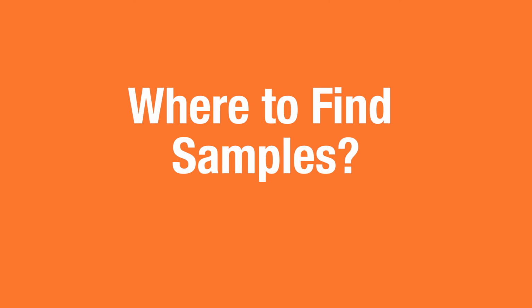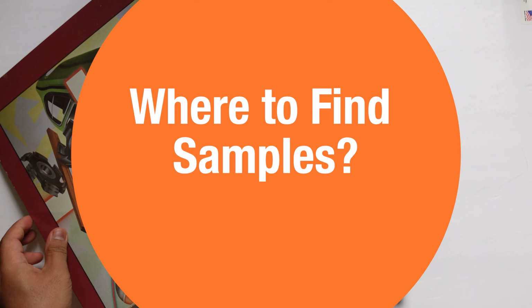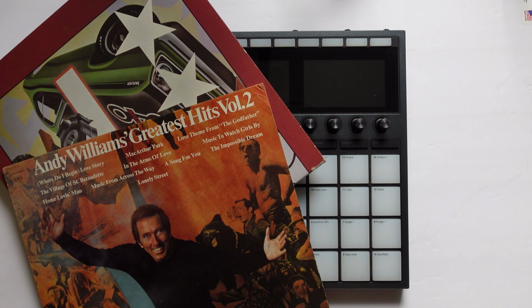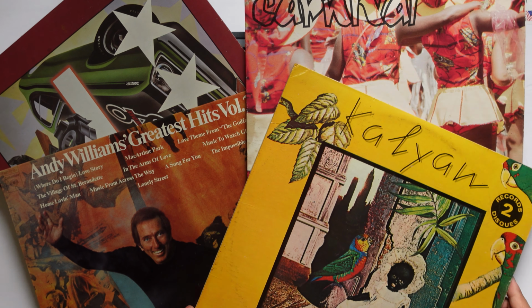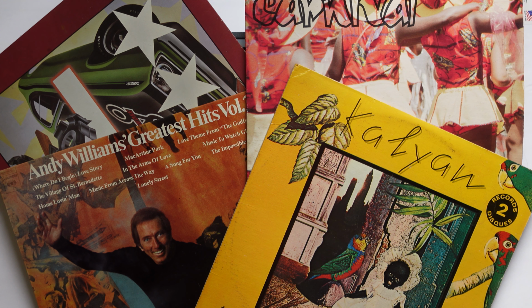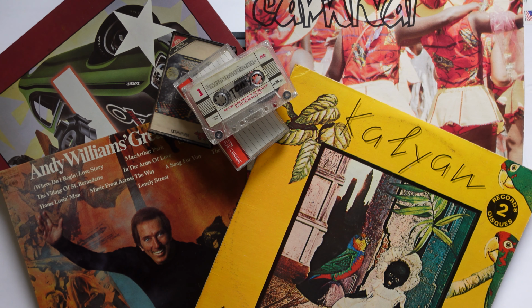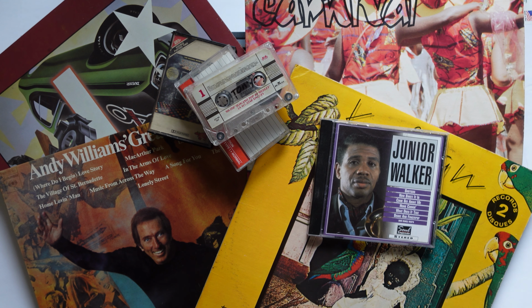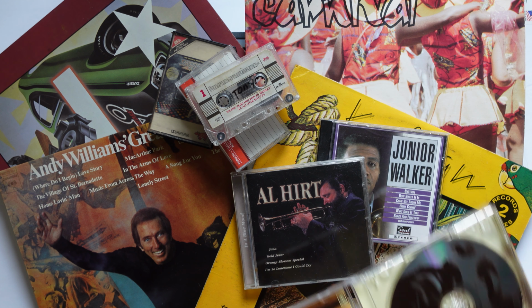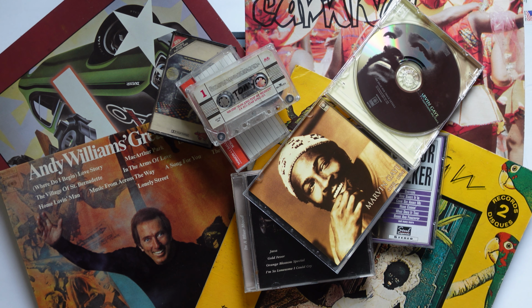But where do I go to find fire samples? Honestly, you can find samples from anywhere and anything. You can sample records from a Salvation Army or a thrift store. You can sample cassettes from your parents' old collection, or even random CDs that you find lying around the house. And if sampling records, cassettes, and CDs are out of your means, you can always head online.